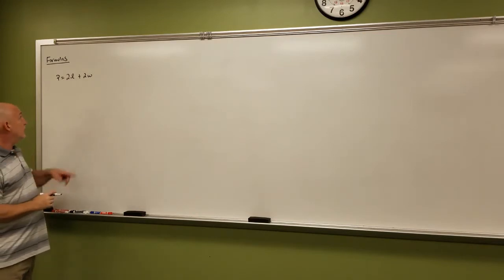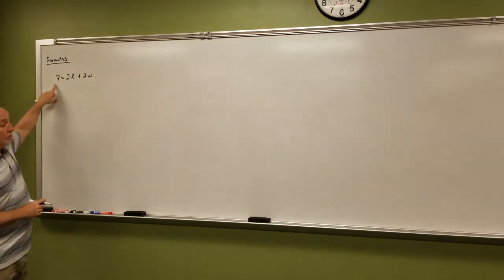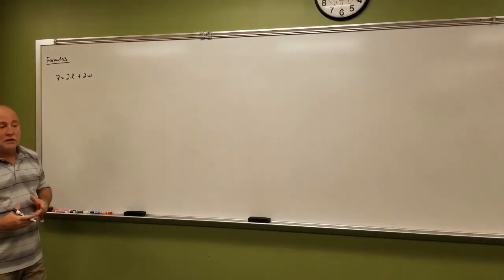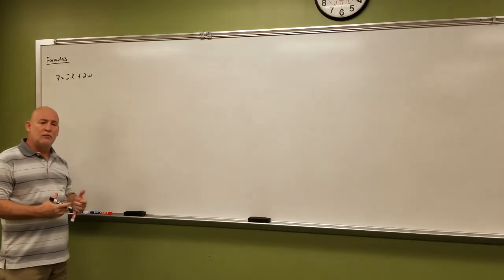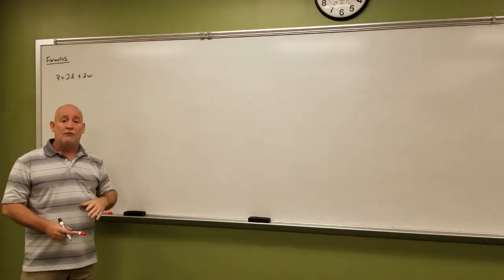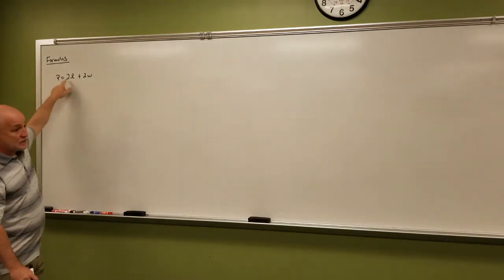Now, what will this tell us? Well, if we know the length and the width and we plug that in, that will tell us what the perimeter of that rectangle is. A lot of times in our, say, science-y type classes, what we actually need to do is rearrange these formulas and solve for a different letter. See, this is solve for P because it tells us what P is equal to.